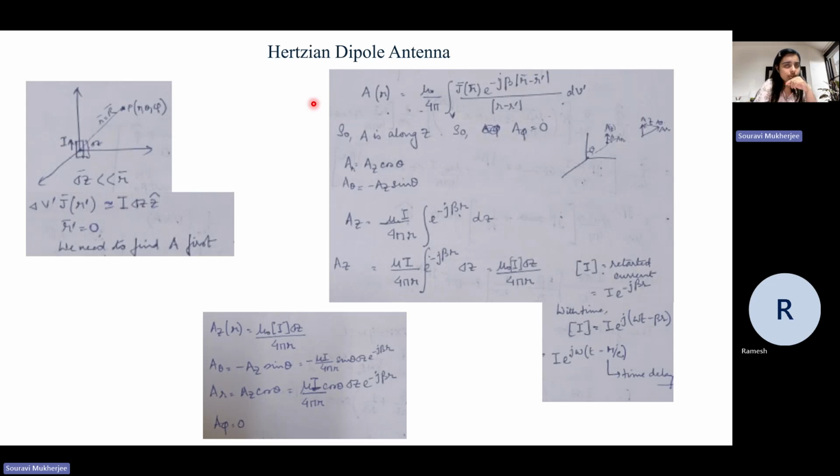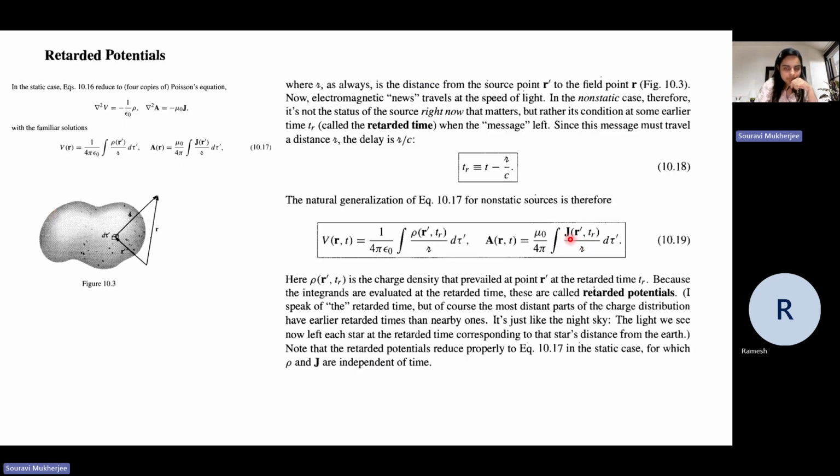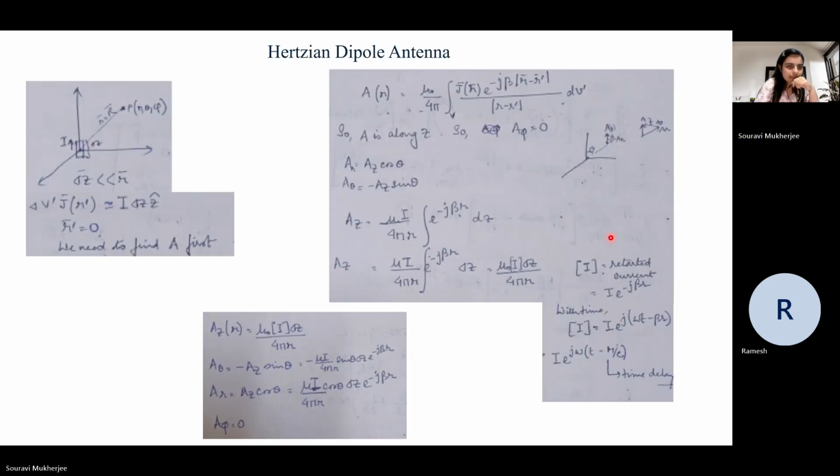Now, one of the examples of a source is a Hertzian dipole antenna. Suppose you have some current source here with a particular dimension delta z. In the last case, if I compare with this form, this J d tau can be replaced with something like I dz. So there is a current element with a certain dimension delta z. That's your source.